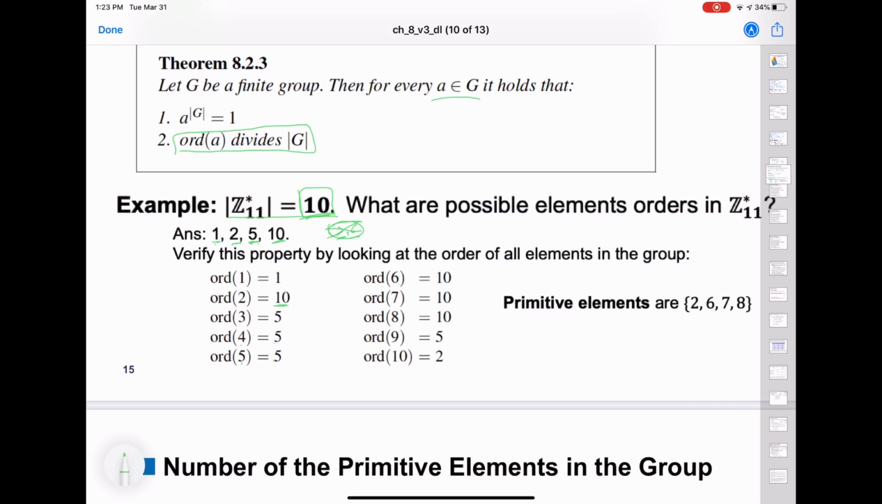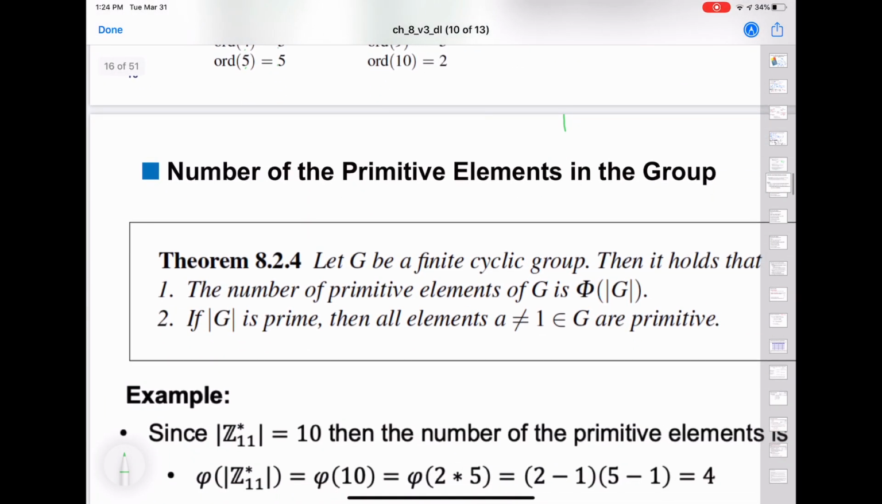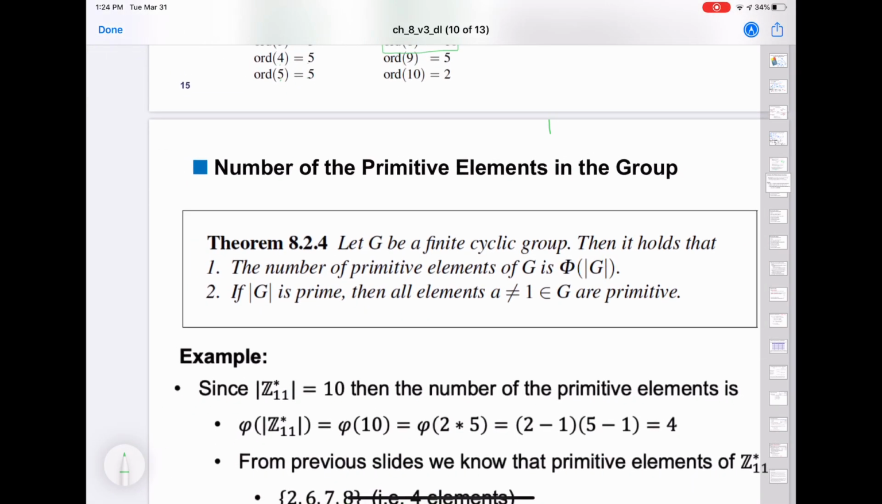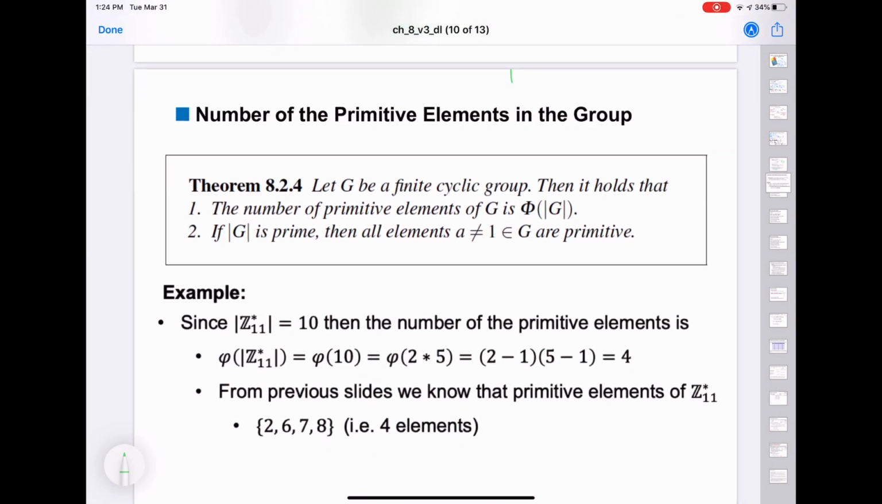So what are primitive elements? Which are generators? 2 is a generator because it generates the whole group. Another one is 6, also a generator because it generates the whole group. 7 is also a generator because it generates the whole group. 8 is also a generator because it generates the whole group. So we have 4 primitive elements. Now the question is how many primitive elements, or generators, we have.